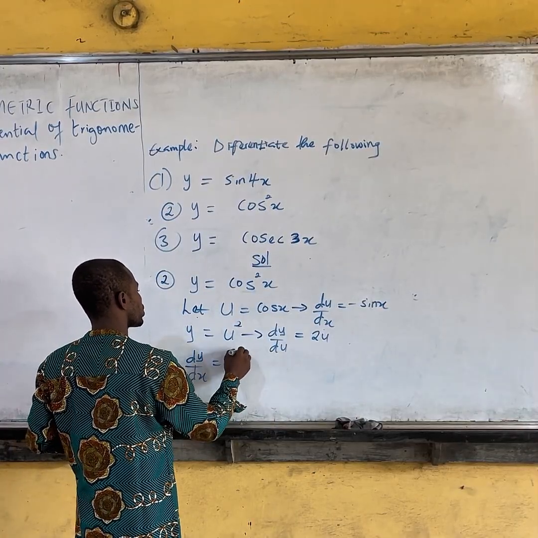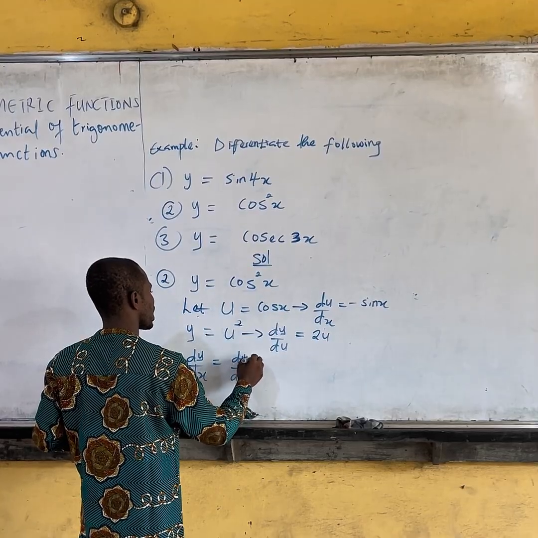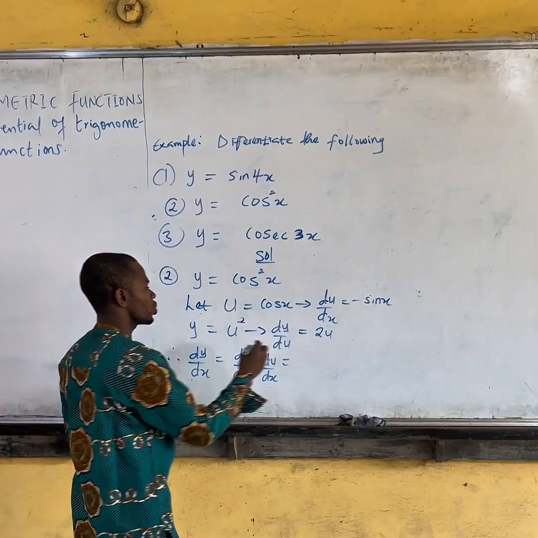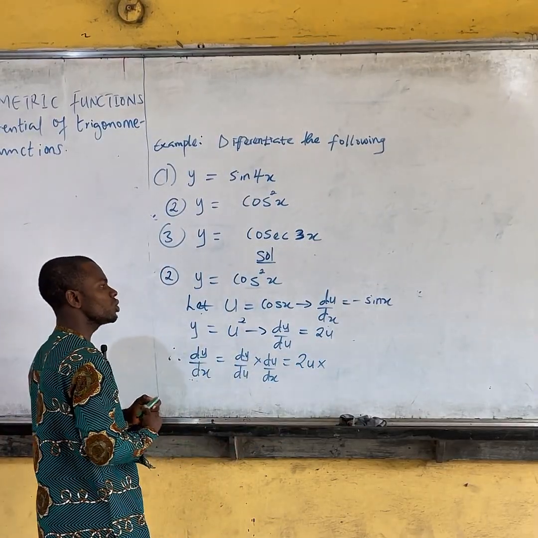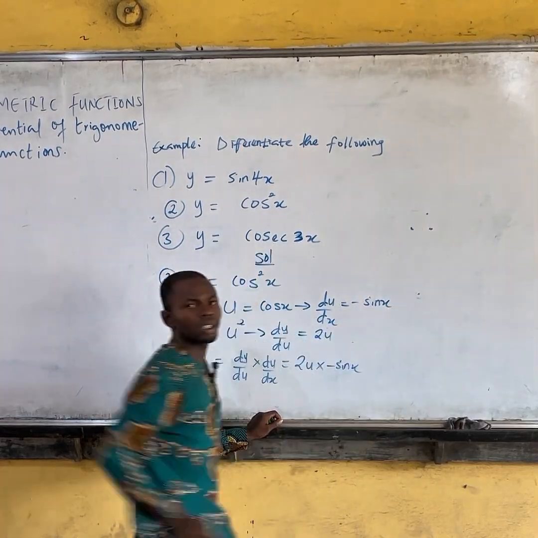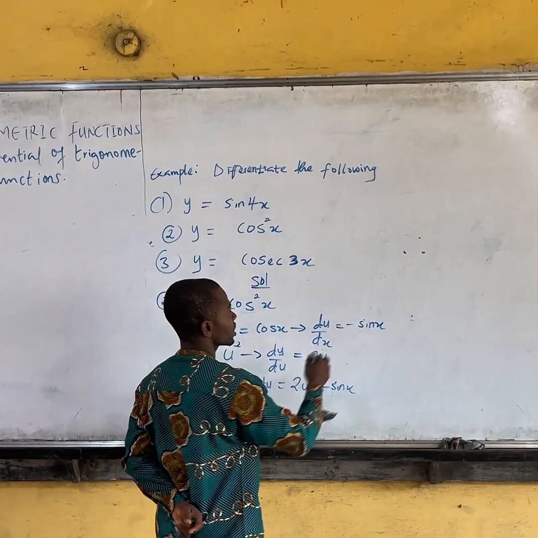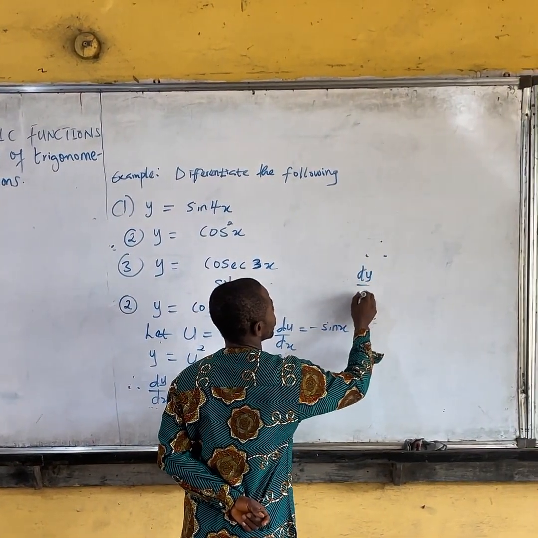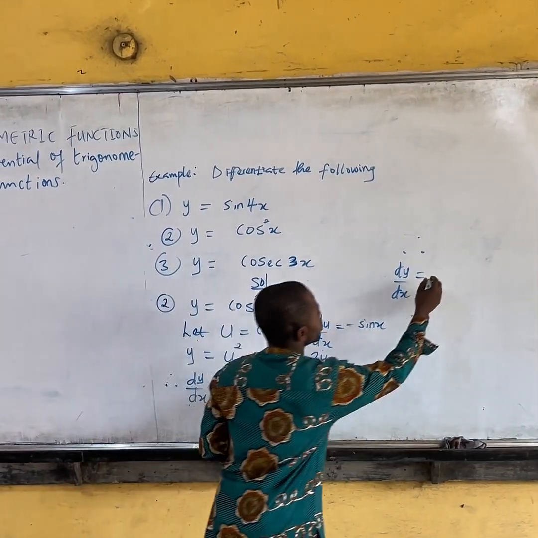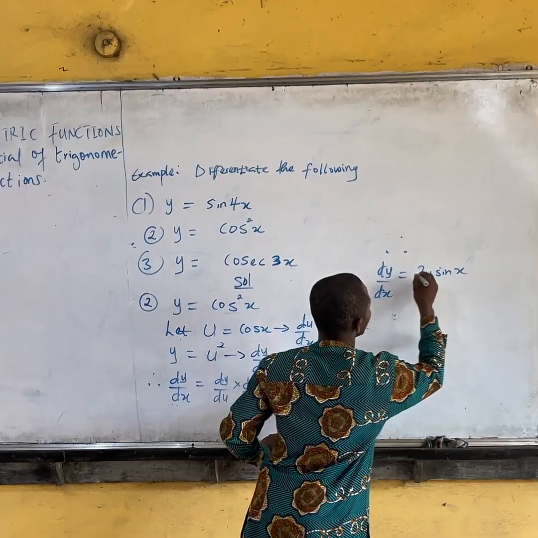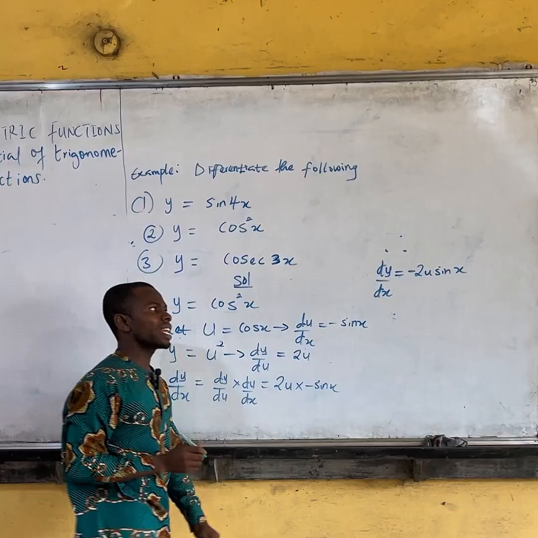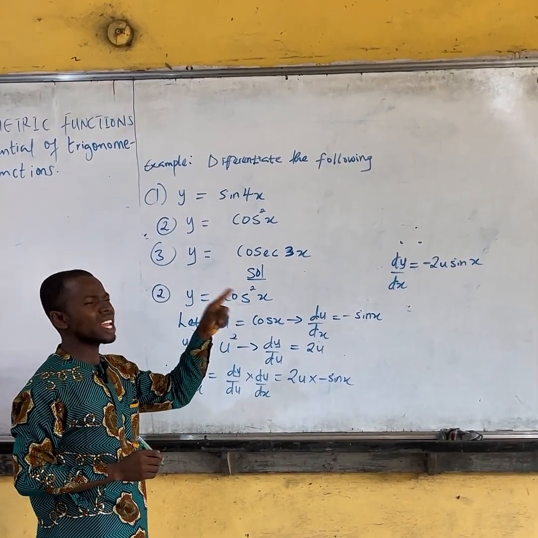Now, using chain rule, therefore, dy over dx will be equal to dy over du times du over dx. What is dy over du? It's 2u times what is du over dx? Minus sine x. So in conclusion, dy over dx equals 2u sine x, and because of the minus, it will be minus 2u sine x.